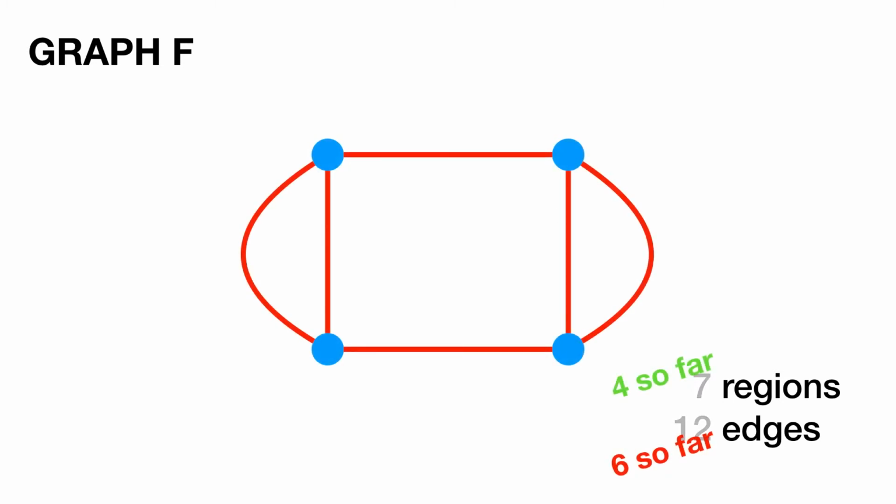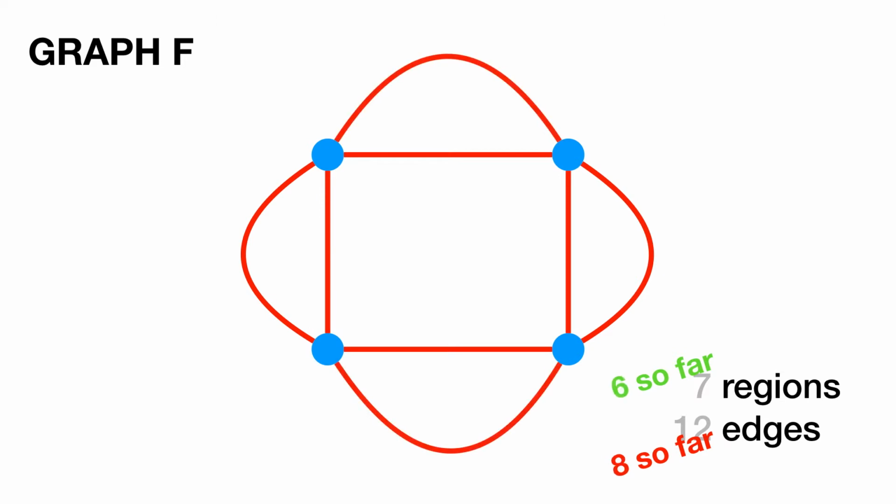Welcome back again. Let's drop down to graph F. Here we find requirements of 7 regions and 12 edges. Rather than start from scratch, since some view this task as more challenging without knowing the number of vertices, let's recopy the last graph, which we know had 4 regions and 6 edges. So let me add a few more edges and try to increase the count for both edges and regions.